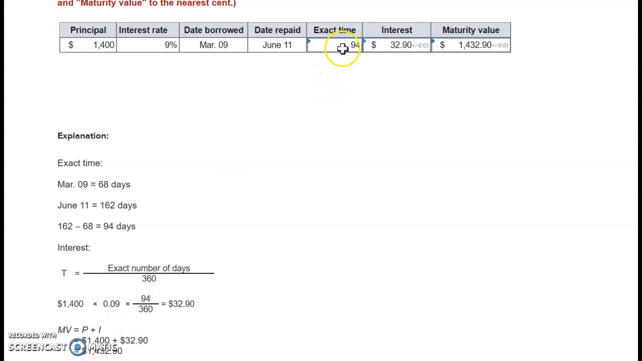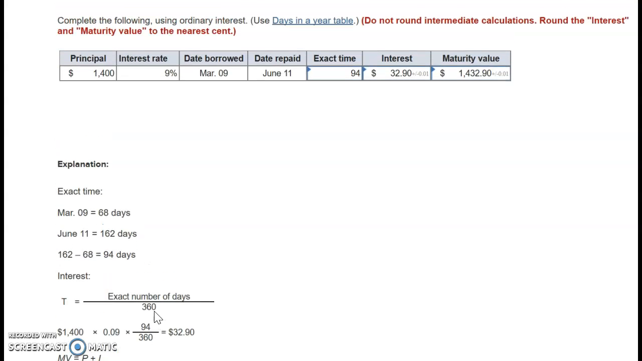Now, we calculated the exact number of days, and we know that if we're talking about days, then we also have to express the denominator of the time portion of this formula in number of days, okay? So the 94 is going to be our numerator, and on the denominator, we're going to use one of 2 methods. We're going to use the ordinary interest method or the exact interest method. So the ordinary interest method, it tells us to use that here.